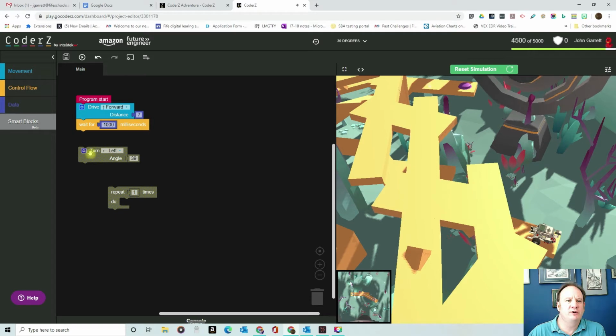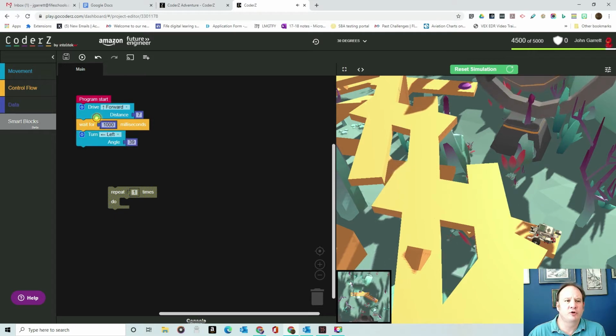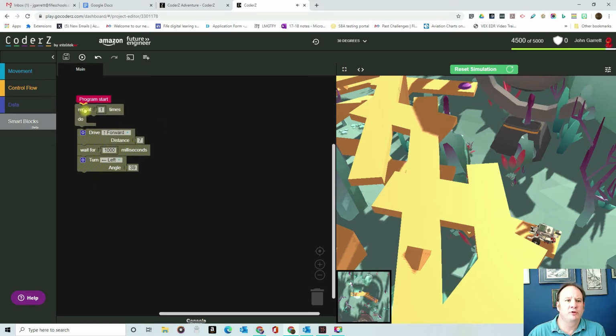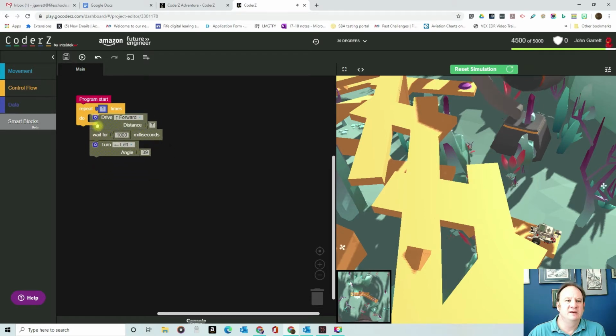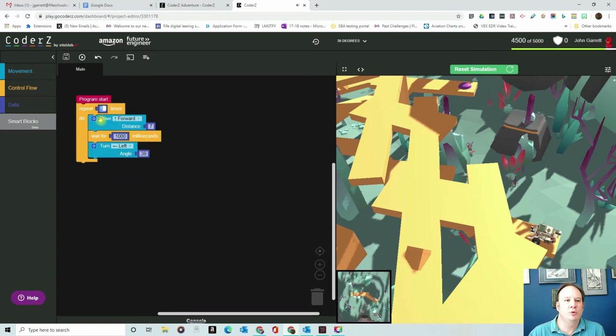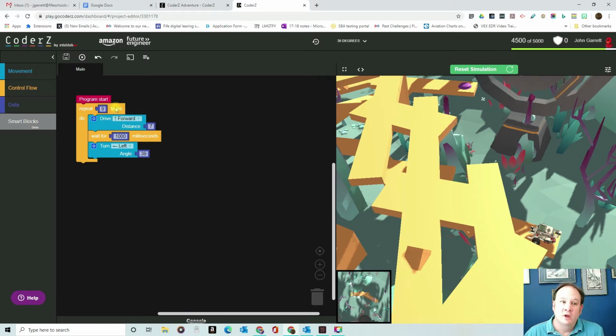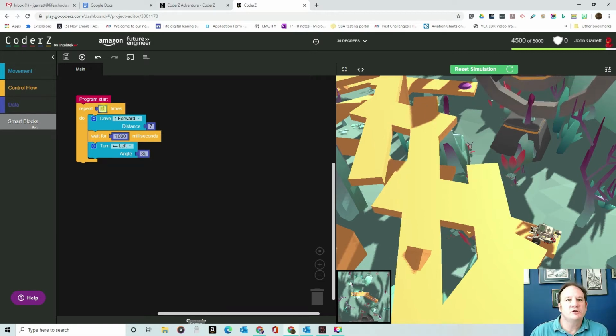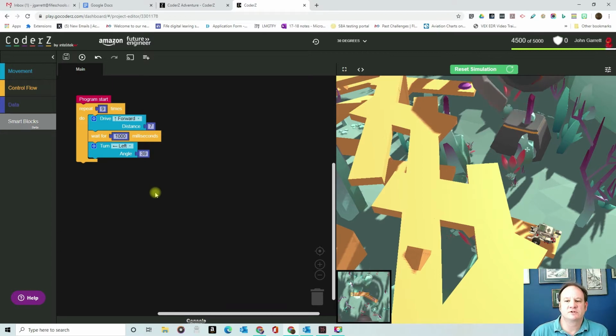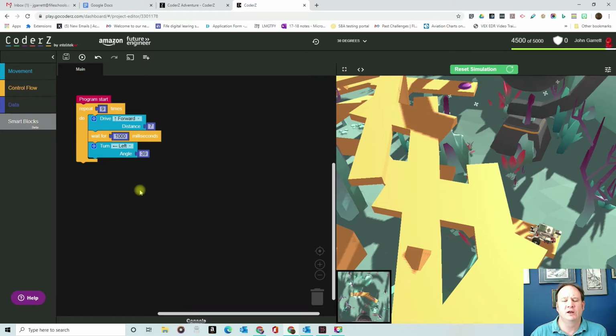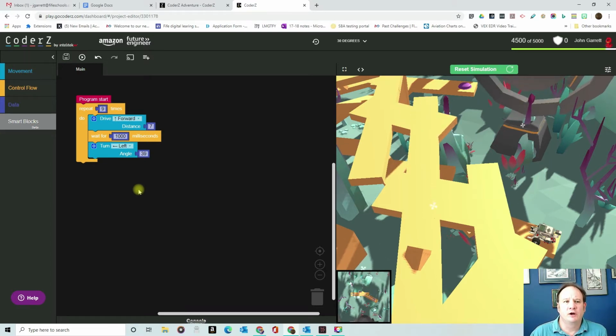Now, let's say we wanted to repeat this code over and over again. That's where the repeat block comes in. This allows you to say, I want to repeat this 9 times, and then it'll go through and run these blocks 9 times. Right now we're working just with numbers, but you can do repeats and wait fors and flow control based on sensors, which we're not necessarily going to get into in this class, but maybe later on you will.